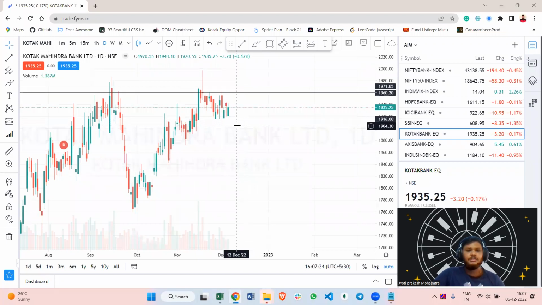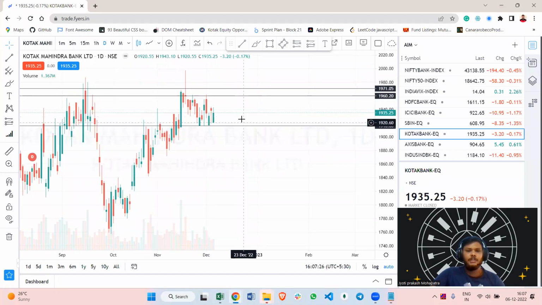In Kotak Bank, you can see that today market opens gap down around 1920 level, and it took support from there. And yesterday, I also told you that it may go sideways for another 3 to 4 days, because you can clearly see that it took resistance from that higher level and took support from that lower level. So it needs to close above that or below that for any kind of positive or selling movement.